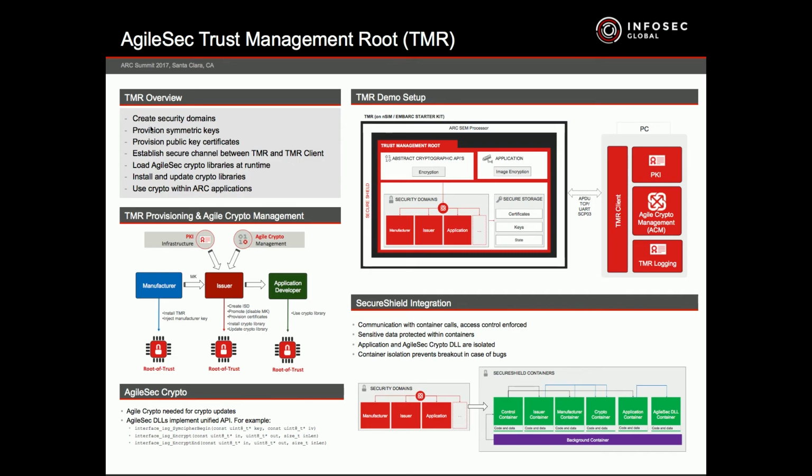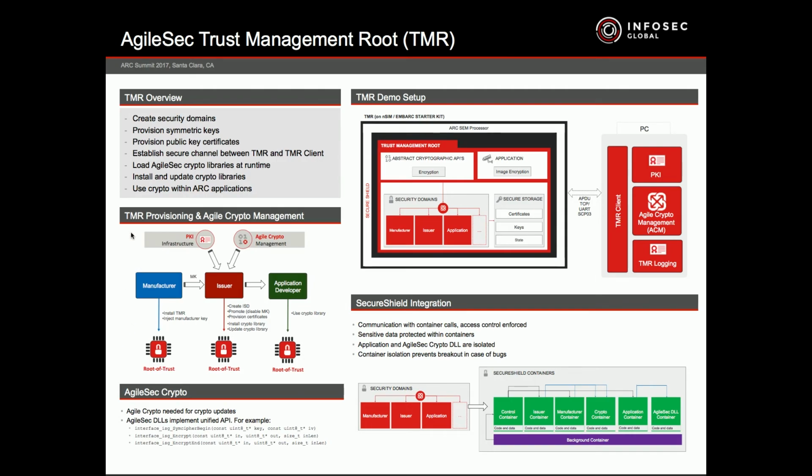So we will be able to create security domains, and provision symmetric keys and asymmetric certificates. The symmetric keys will then be used to establish secure channels with TMR. And with the public key certificates, we are able to sign software updates and load them to TMR. The software updates that we use are crypto libraries, because InfoSec Global is specialized in agile crypto libraries. So we are able to swap out, let's say, vulnerable crypto libraries after the chip is deployed.